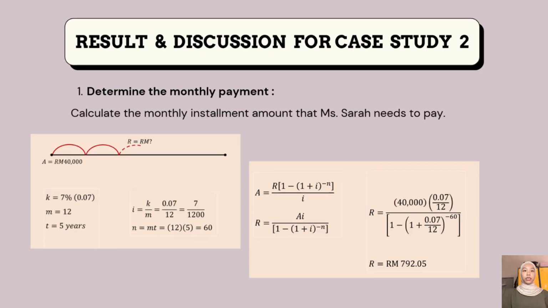Calculate the monthly installment amount that Ms. Sarah needs to pay. This formula is R = Ai / (1 - (1 + i)^-n). R = 40,000(0.07/12) / (1 - (1 + 0.07/12)^-60). R = RM 792.05.